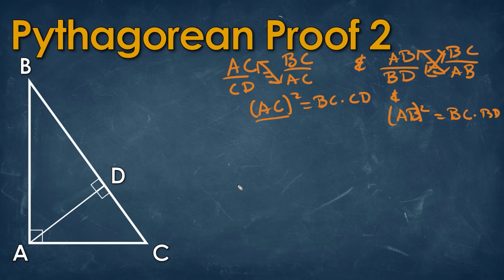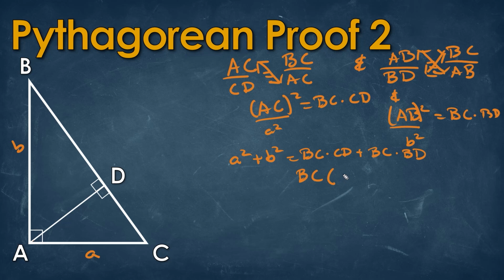We know that the length of A to C would be the same as the length of A, and we know that the length of A to B would be similar to the length of B. Well, if we see that we have A squared and we have B squared here, that can help us to say that A squared plus B squared would be equal to what's on the other side of A squared, which is equal to BC times CD, plus what's on the other side of B squared, which is equal to BC times BD. We can factor out a BC here, so we'd have CD plus BD.